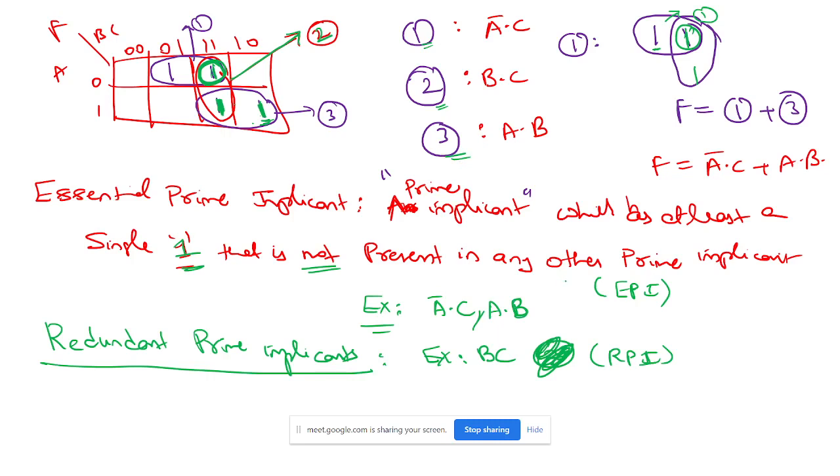Correct? So if you are writing F, for example, what do you need to do? You need to cover all the ones. You cannot leave any. How should you cover? Such that you get a minimum number of implicants, right? So if I take 1, what is the answer? A bar C. Then if I take 3, I get A B, right?